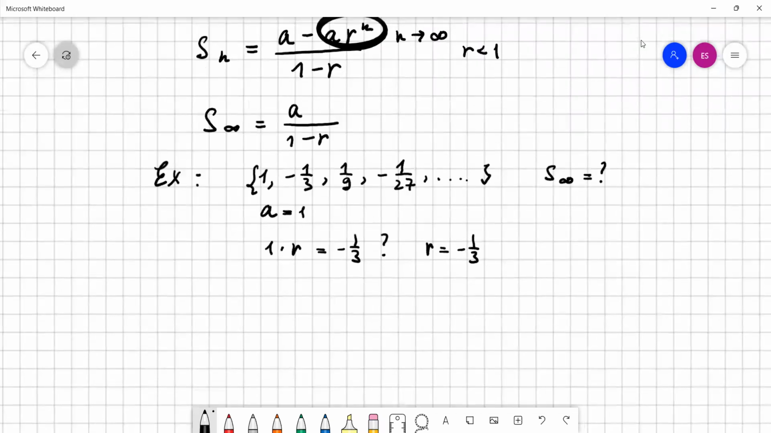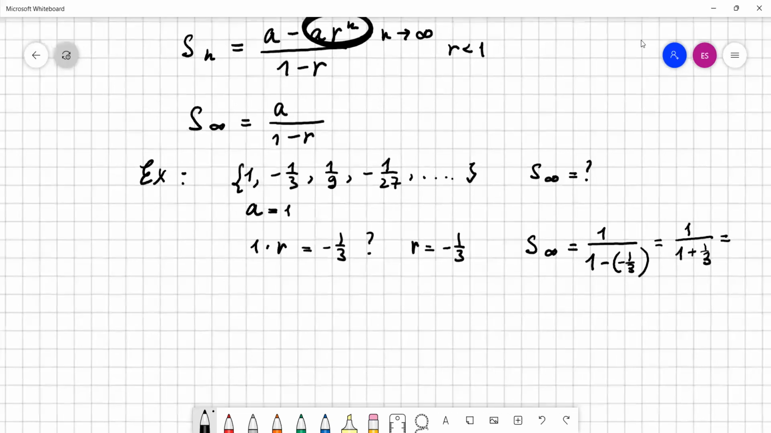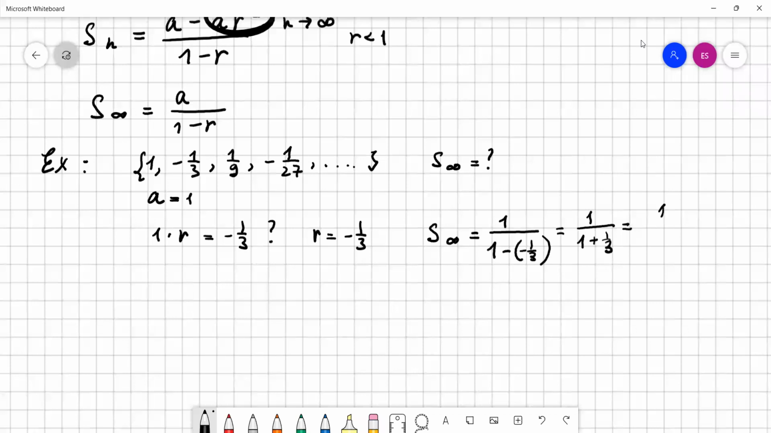Now we're going to just use the formula. S infinity equals a, which is 1, over 1 minus negative 1 over 3. Don't forget, minus comes together with r. It's 1 plus 1 over 3. Bring into common denominator. That's 3 plus 1 over 3, which is 4 over 3. Or remember that division by a fraction is multiplication by inverse. That's going to give us 3 over 4. And that's going to be the final answer for this problem.